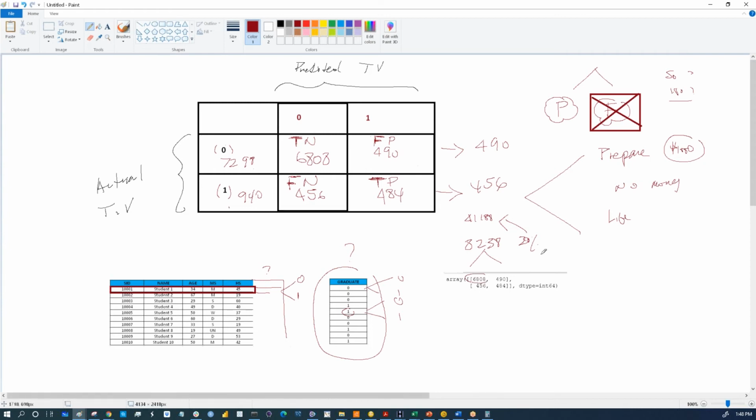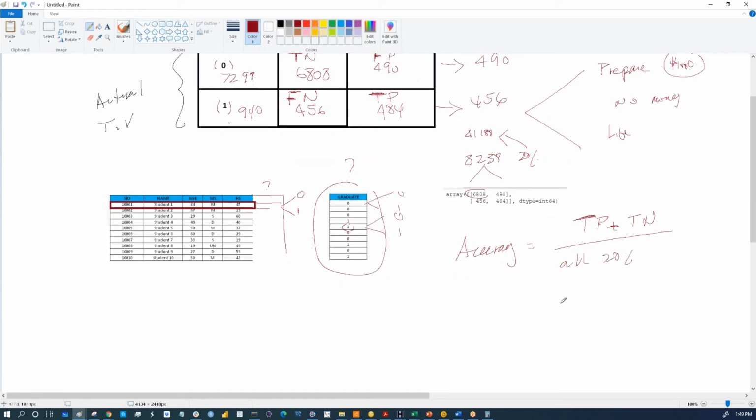So the accuracy of this model is equal to true positive plus true negative divided by the total of the 20%. So if you want to calculate the accuracy, what is it going to be?